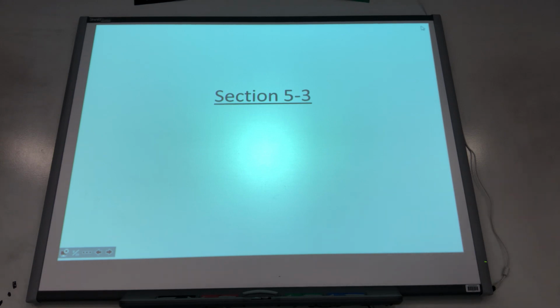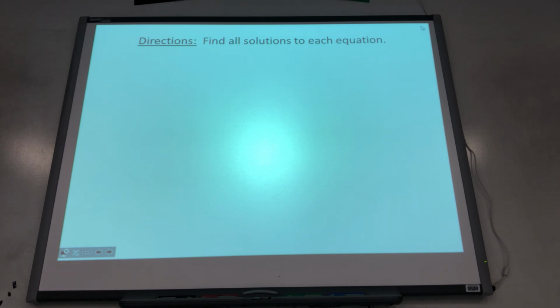Now, we'll try a couple examples from 5.3 next. And the main thing that we were doing was we were solving equations. It says find all solutions to each equation. Anytime you solve an equation, you're trying to find what x is. So that's the main goal.